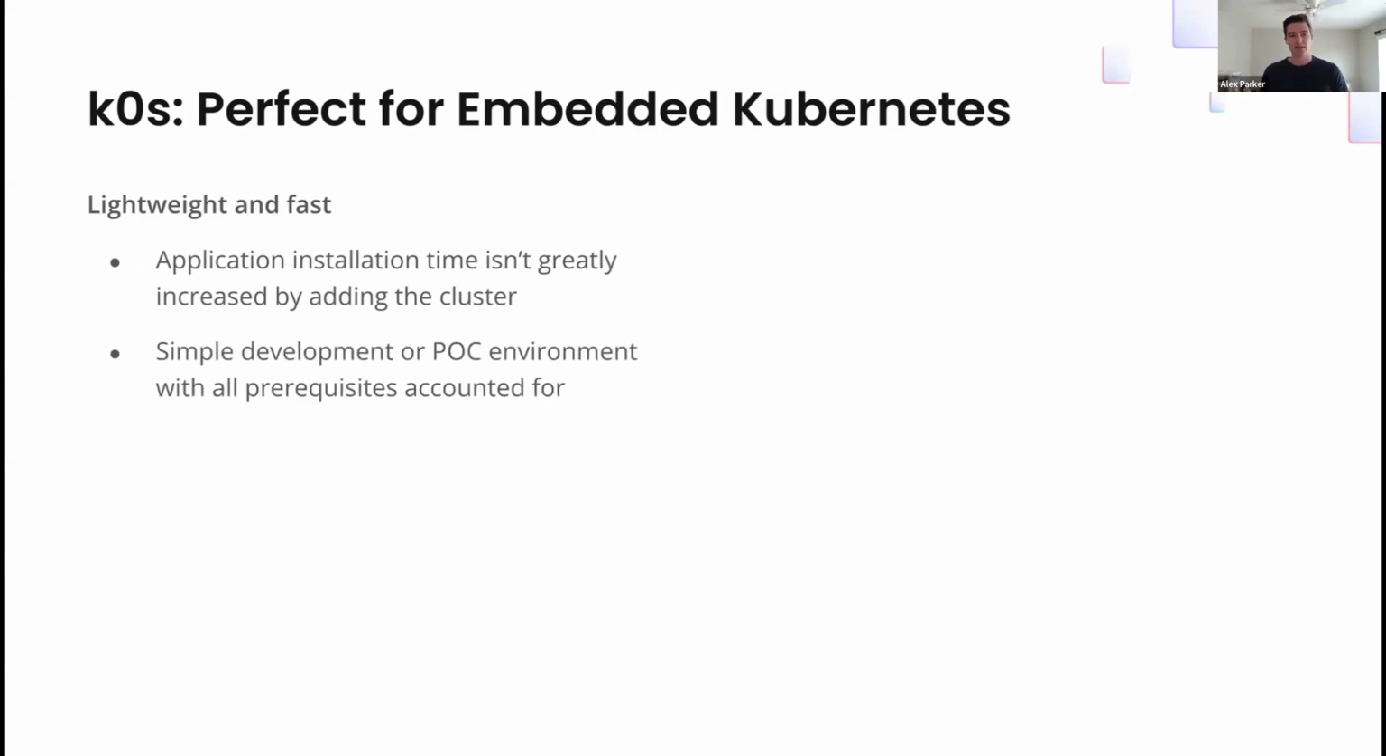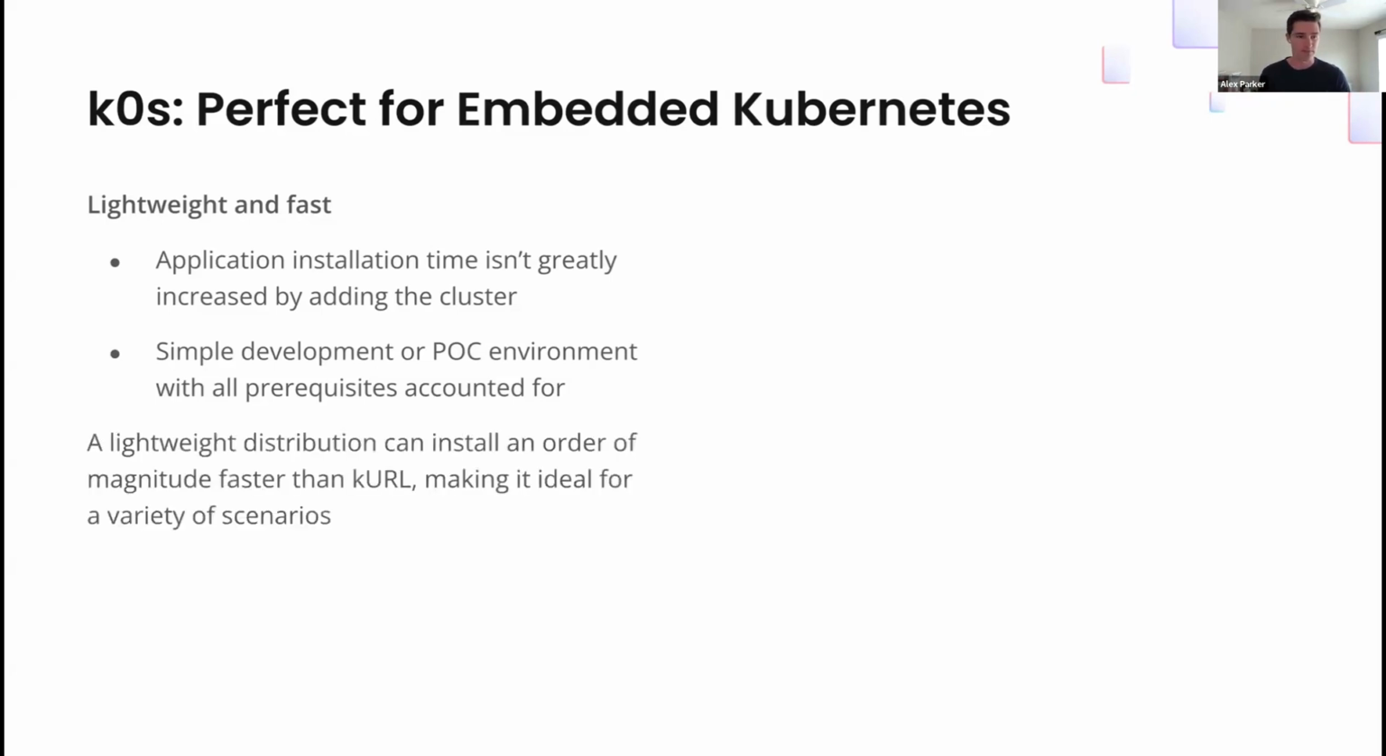Another benefit of that being so quick is that it's a simple development or POC environment that has all the prerequisites accounted for. If you're looking to demo this to a customer, you don't have to worry about getting an existing cluster, getting all the prereqs on there, and making sure the settings are correct. This basically ships as an appliance where it's like, just install this thing and it's going to have everything and it's going to work. You could also use it for development for the same purposes, getting everybody up to speed really quickly by deploying an embedded cluster along with your application. So that lightweight distro makes the install a whole order of magnitude faster than kURL, which is ideal for all these different scenarios.